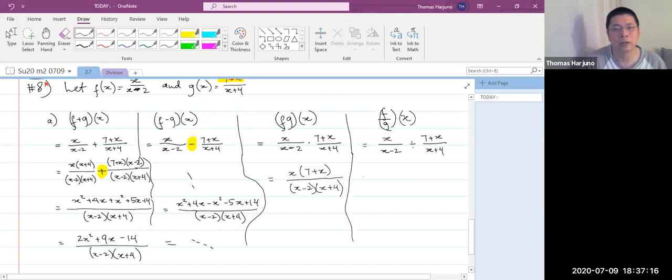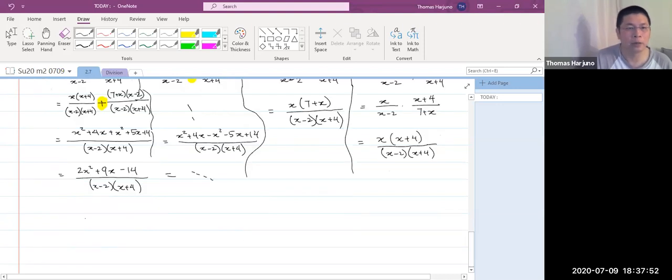When we divide rational functions, we multiply by the reciprocal. So x over x minus 2 times x plus 4 over 7 plus x, and then multiply as usual. I get x times x plus 4 over x minus 2, x plus 4. Okay, now that's for part A.